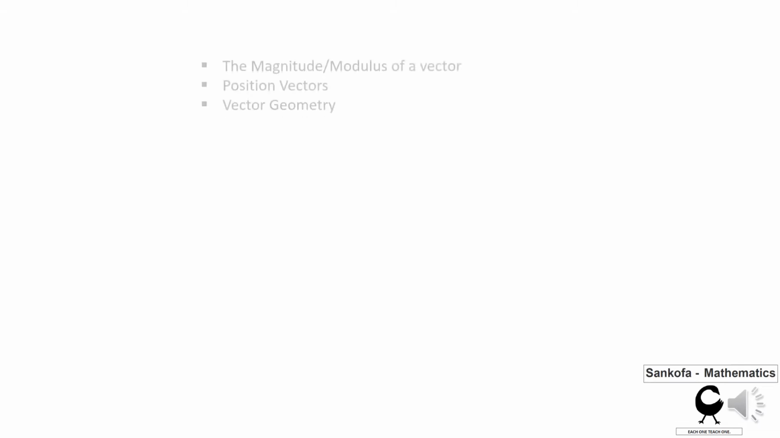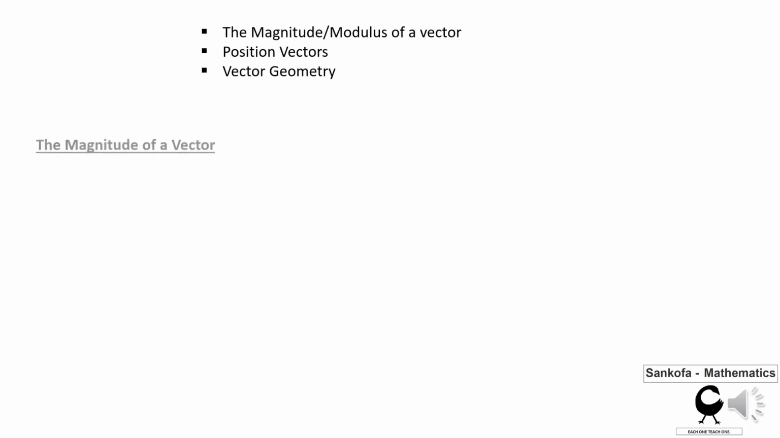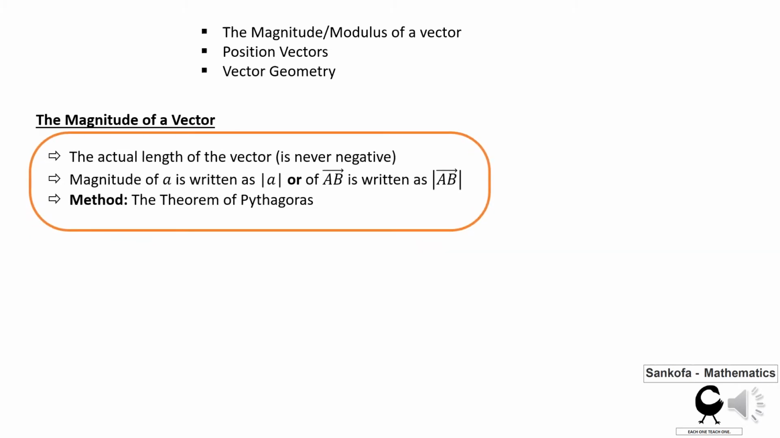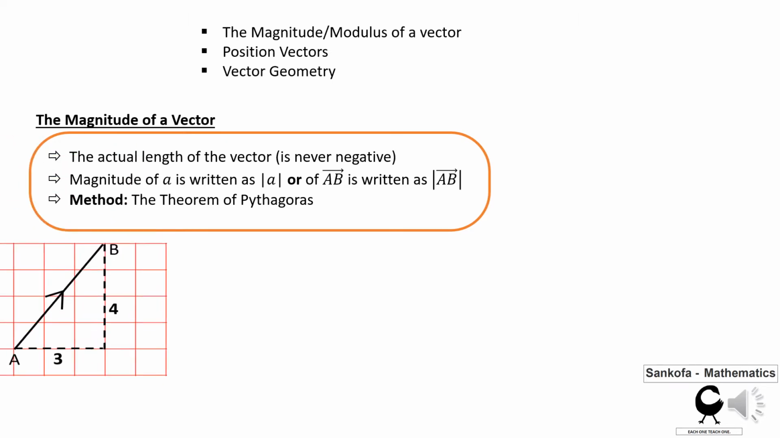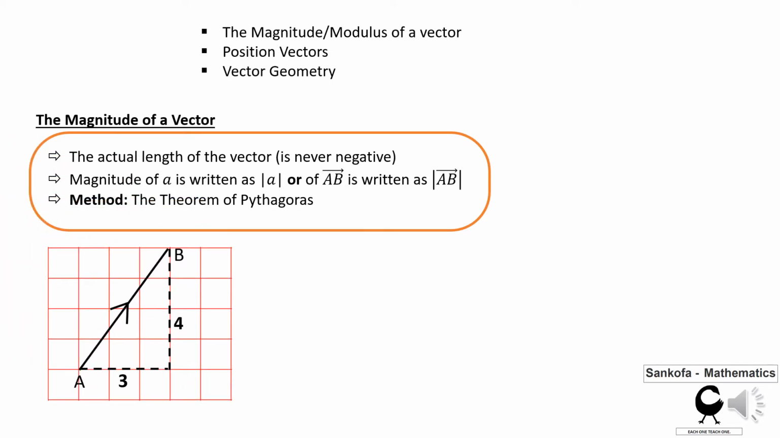So what I'm going to do here today is the magnitude of a vector, and I'm going to couple it with a few methods, primarily the theorem of Pythagoras. What we're going to do when we're talking about the magnitude, or the length of a vector, for example in this diagram, is talk about the distance of this line, the length of this line rather. You don't take your ruler, for example, and start measuring A to B.